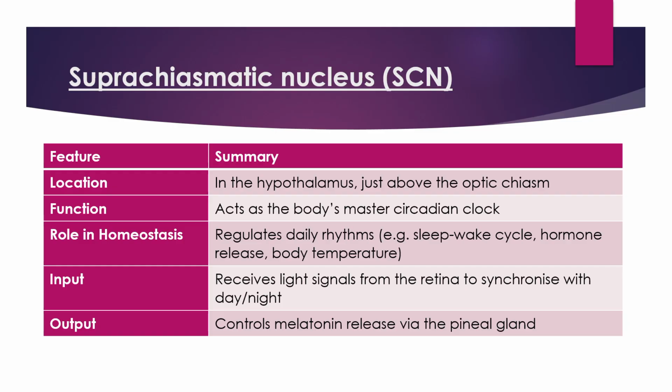Suprachiasmatic nucleus, or SCN, is found in the hypothalamus just above the optic chiasm. Acts as the body's master circadian clock. It regulates daily rhythms like sleep-wake cycle, hormone release, body temperature, receives light signals from the retina to synchronize with day and night, controls melatonin release via the pineal gland.